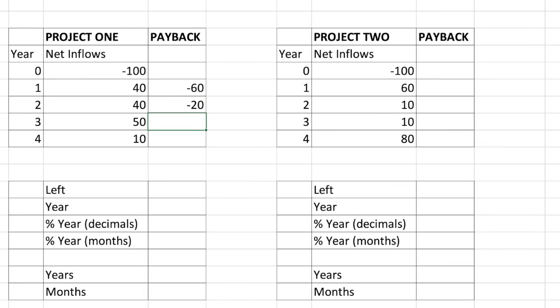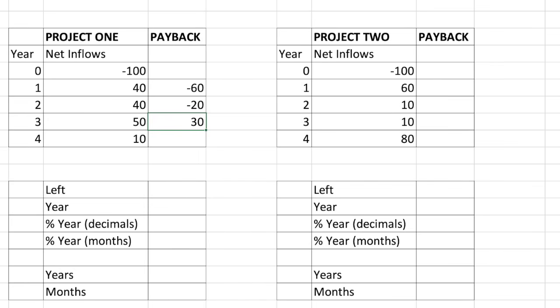And the next year looks promising. So we will take how much we have left to pay back. So we have 20 left to pay back, so minus 20. And then we will add on the amount of inflows in year 3. And we can see in year 3, we have 50 inflows, and that takes us from a negative number in year 2 to a positive number in year 3.